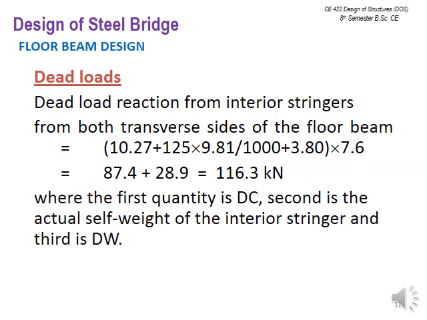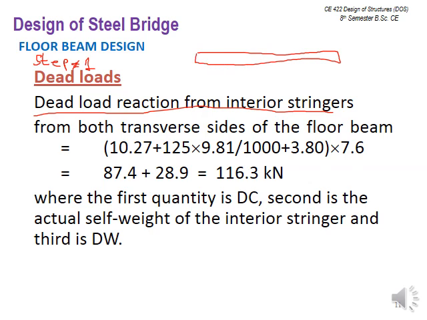So continuing with the previous example, step by step we are going to solve this for the floor beam load analysis. So step number 1 will be the dead load DC. For the DC calculations, first of all the dead load reactions from the stringers. As the stringers are going to give you different dead load conditions for the interior and exterior, similarly the reactions for one floor beam, if this is one floor beam, this is the cross section in the lateral direction. So for one floor beam the stringers are resting in the longitudinal direction.